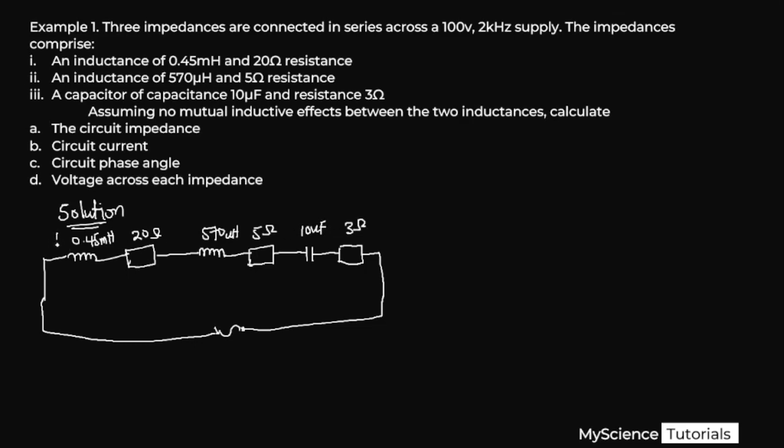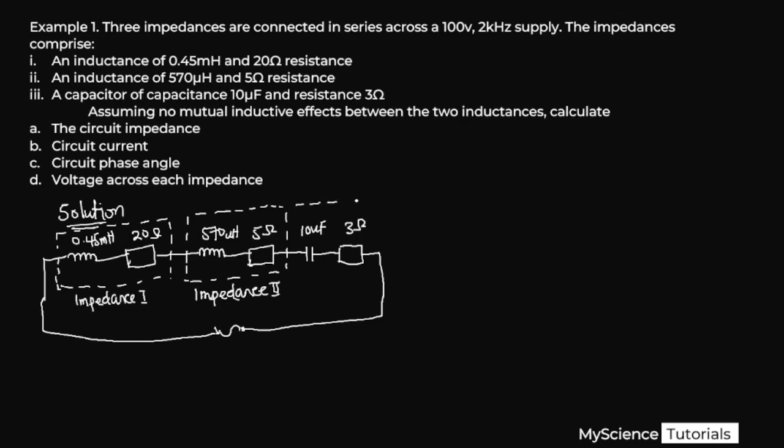So this side is our first impedance, impedance 1, or I. This becomes our second impedance, impedance 2. And then this is the final impedance, the third impedance, impedance 3.